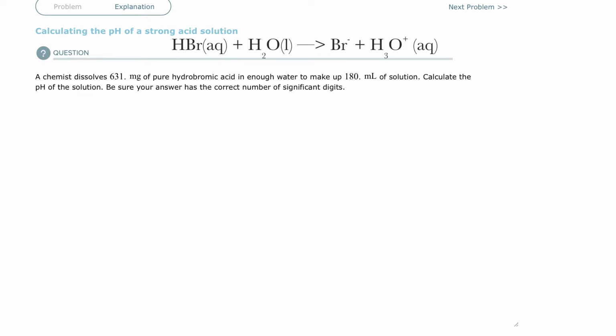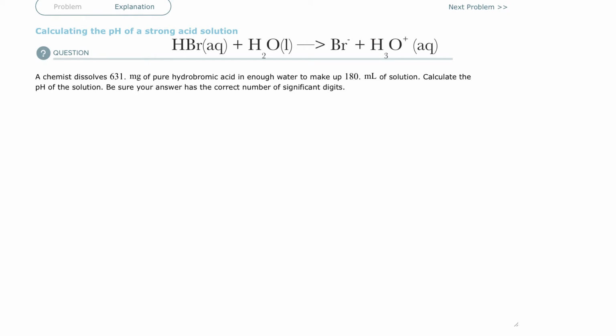Here's the equation, and I have to balance it because I have to know what the hydronium is first. I have to know hydronium based upon how much hydrobromic acid they're giving me. So I need to know that it's a one-to-one relationship. So you have to balance the equation first.